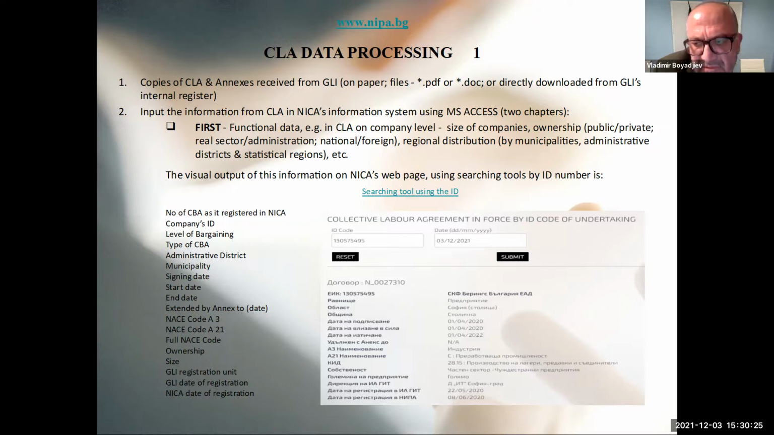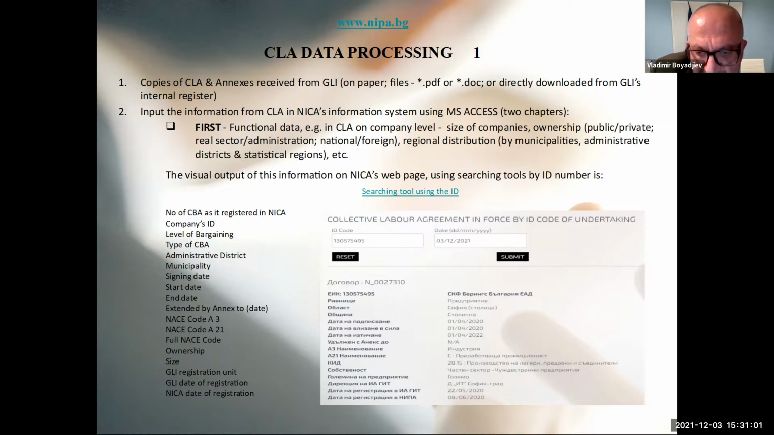And we have created a visual output on our web page, a searching tool for using the ID to check the existence of a collective bargaining agreement. And this is how it looks like in this picture. The number of the collective bargaining agreement is here, and after that all the so-called functional indicators.